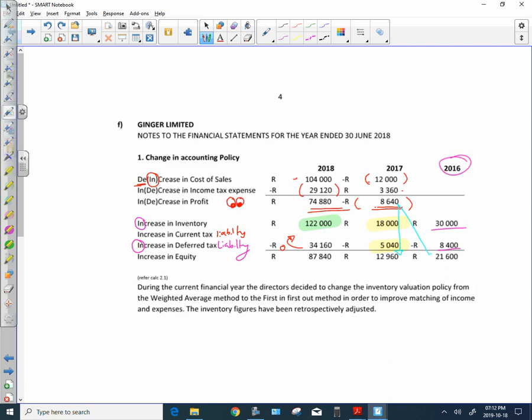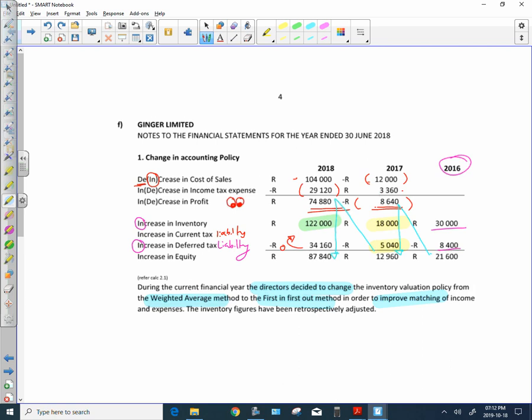Similarly, 12,960 increase plus another increase of 74,880 would give you that. So that works in a zigzag type of form. If that works out, you know your answer is correct. And then the narrative that you need to tell them over here is that the directors decided to change from weighted average to first in, first out to improve matching. Right, so that's another 2 marks you can get from that.